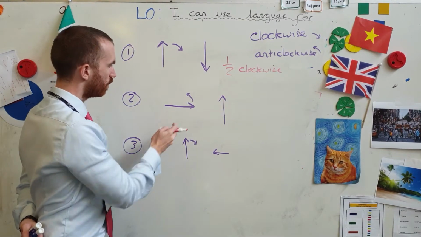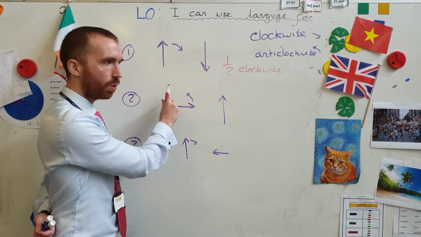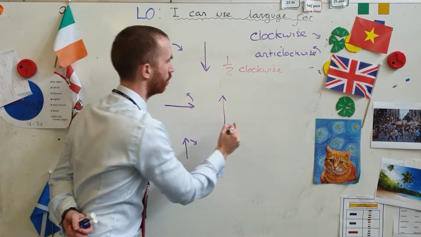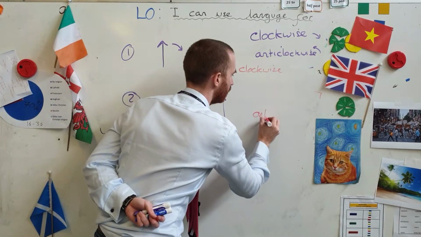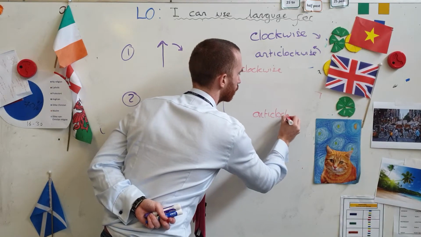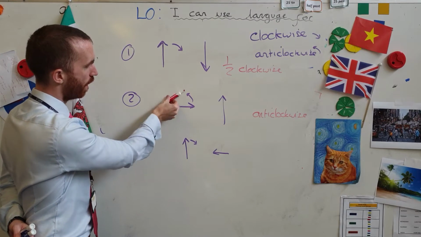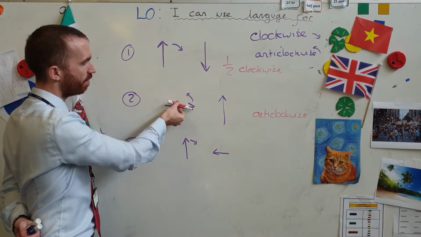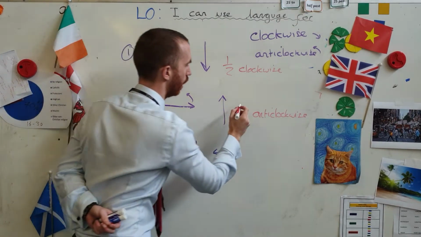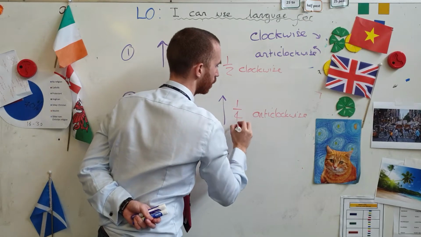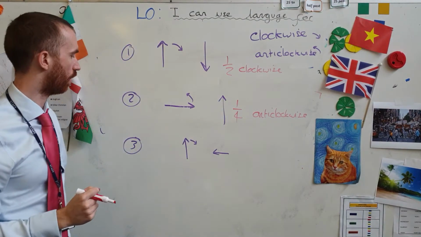Okay. This one is going back the wrong way, the other way to a clock. So this one is definitely anti-clockwise. And how much has it gone? It's gone from there up to there. It's not gone half, it's gone a quarter. So a quarter turn anti-clockwise.